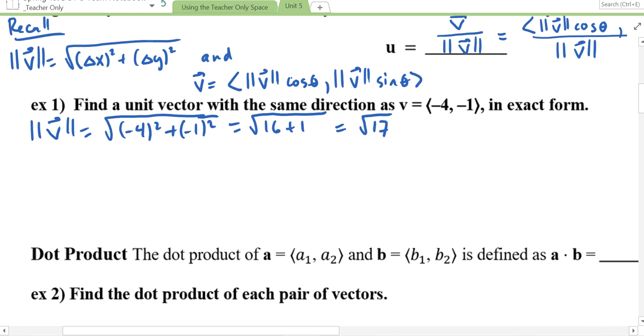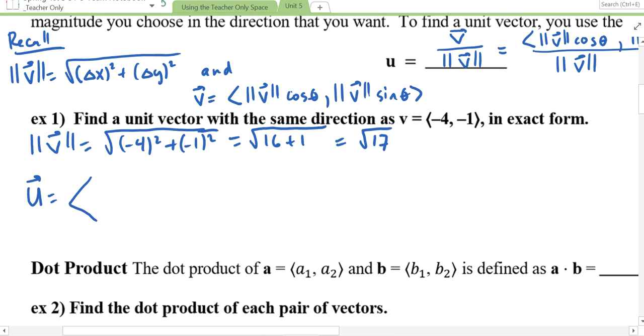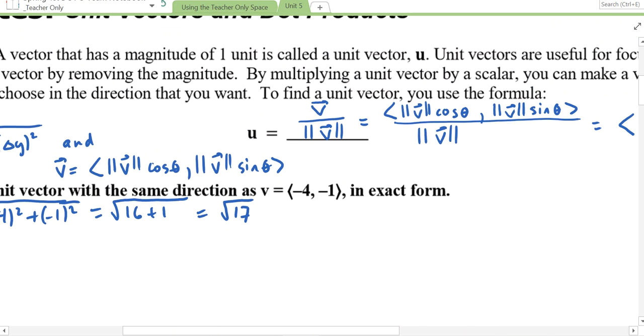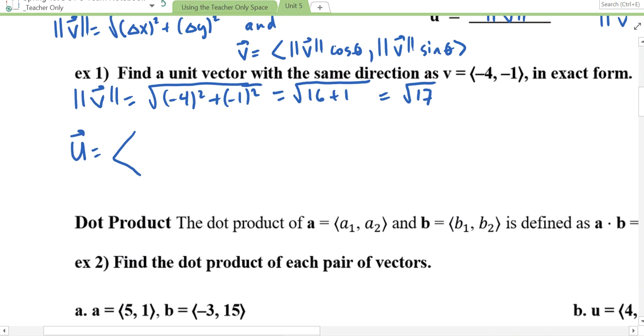And then we're going to go find the unit vector now, and our unit vector is equal to, remember, it's always going to end up being the magnitude of the vector times cosine of the angle divided by the magnitude of the vector, right? So that means if I know that the x is -4, then this is going to be negative 4 divided by square root of 17. And the y component is going to be 1 divided by square root of 17.